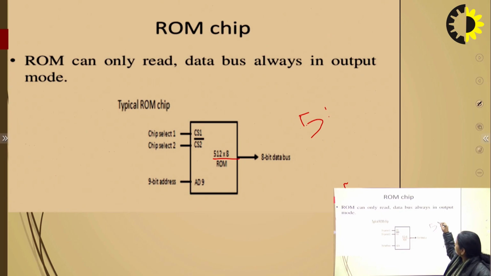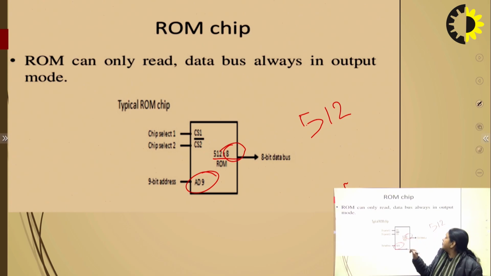512 can be written as 2 raised to the power 9. So that's why we have 9 address lines here and 8 data bits in the data bus, because the word size is 8 bits. So we have an 8-bit data bus here.